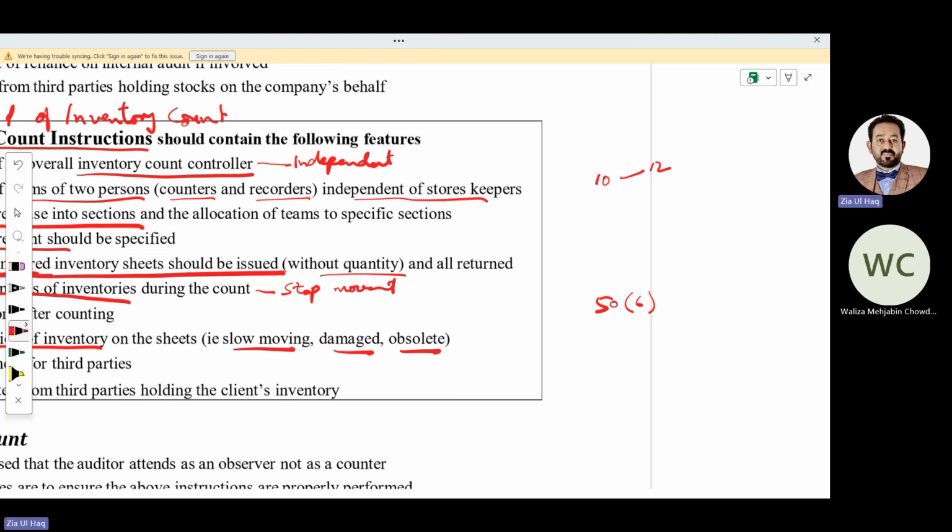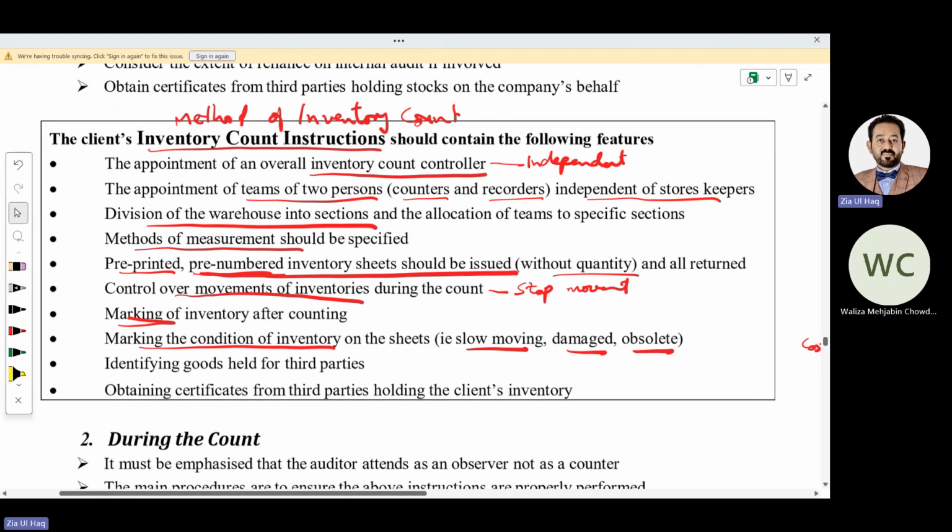Because the value of these 50 units is different from these 6 damaged units. These 50 units are normal. Obviously, their cost will be lower. They will be valued on cost. But for these damaged units, their NRV will be lower, so they should be stated on an NRV basis. If they are also recorded on a cost basis, inventory could be overvalued. So during counts, slow moving, obsolete, damaged units should be separately marked.